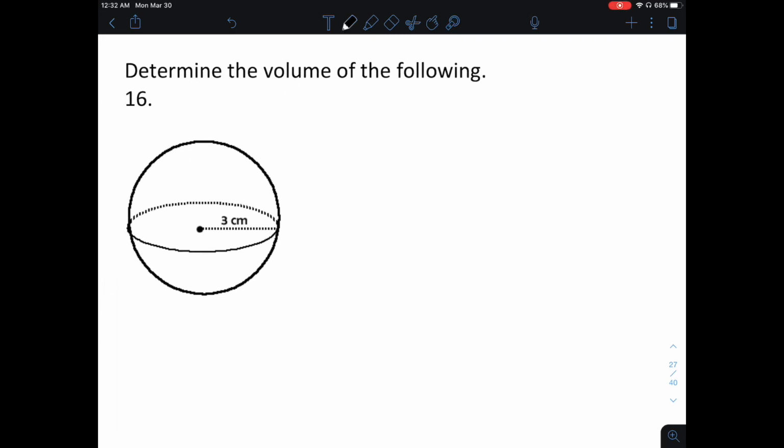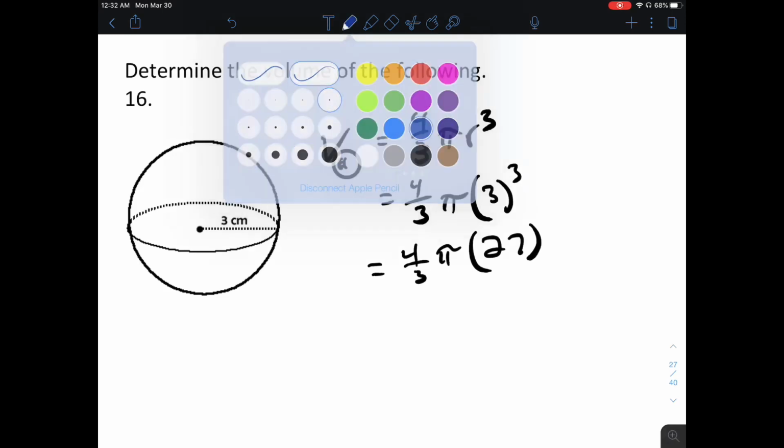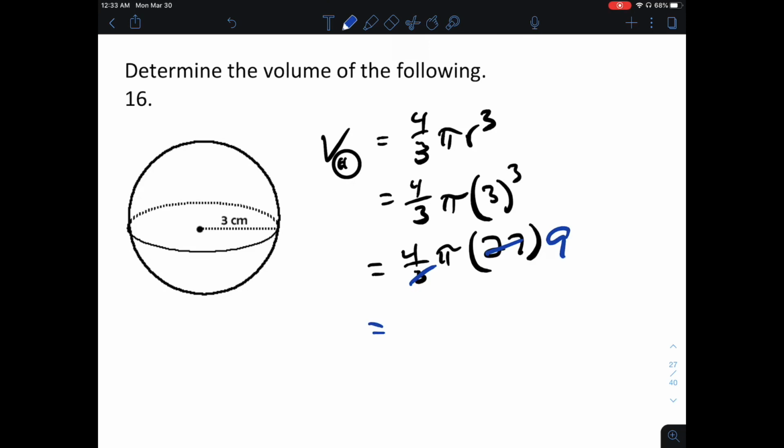Find the volume. Well, this is straightforward. The volume of a sphere. Now I know it's a sphere. That's going to be 4/3 times pi r cubed. R is 3. That's 4/3 times pi. 3 times 3 is 9, times 3 is 27. You can divide 3 into 27, it goes 9 times. 9 times 4, that's going to be 36. So this is 36 pi cubic centimeters is the volume of this sphere.